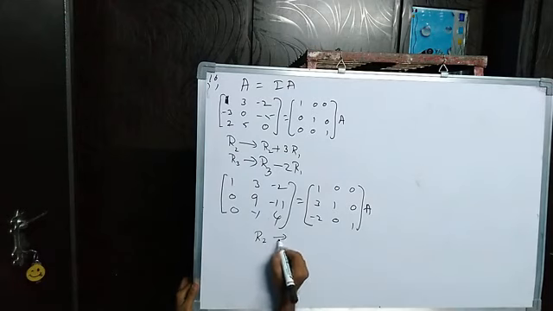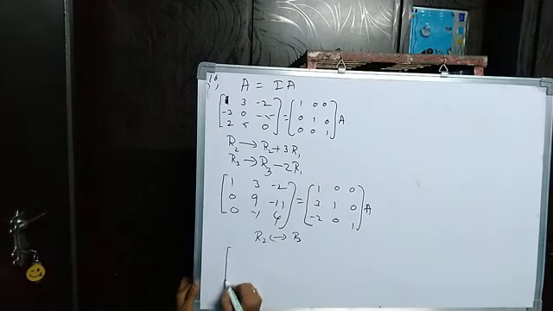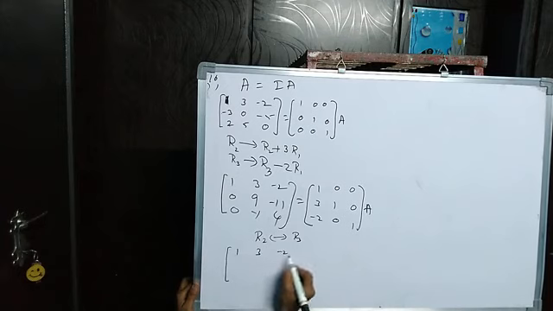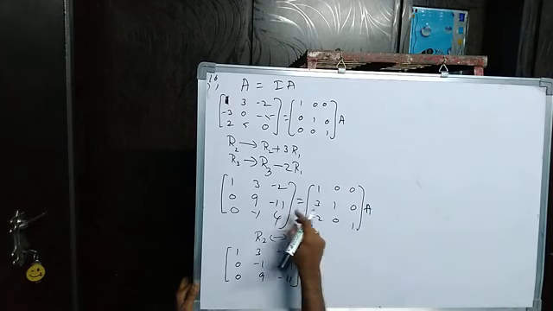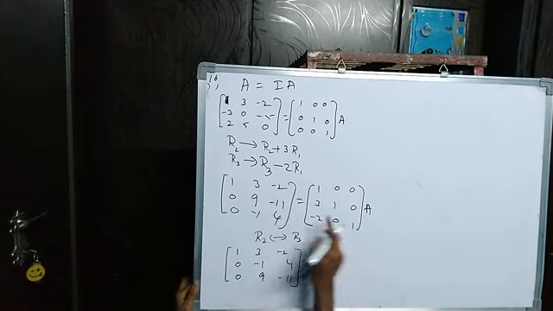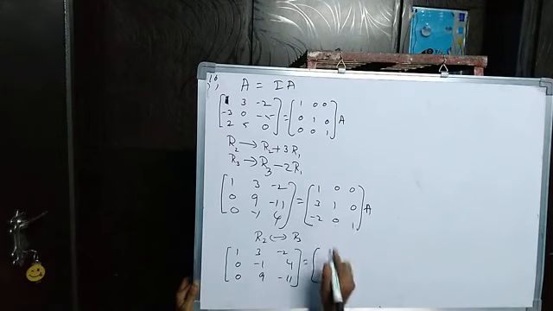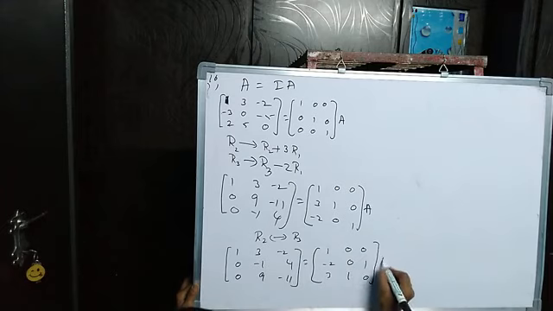R2 interchanging R3. R2 and R3 both are interchanging. Yes, right, here 1, 3, minus 2. So 0, minus 1, 4. 0, 9, minus 11. Right? Here also, this is also. Don't forget. Okay. Whatever operations we apply here, the same operation we have to apply here also. Okay, don't forget. 1 0 0. Next here minus 2 0 1. Here 3 1 0. Clear?